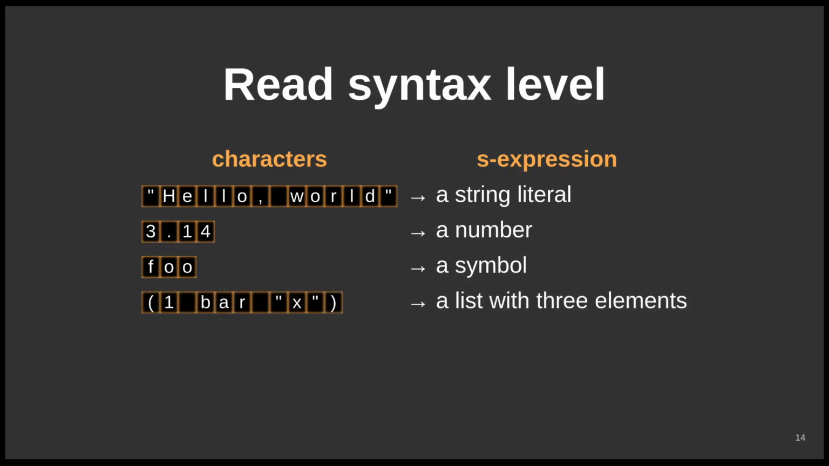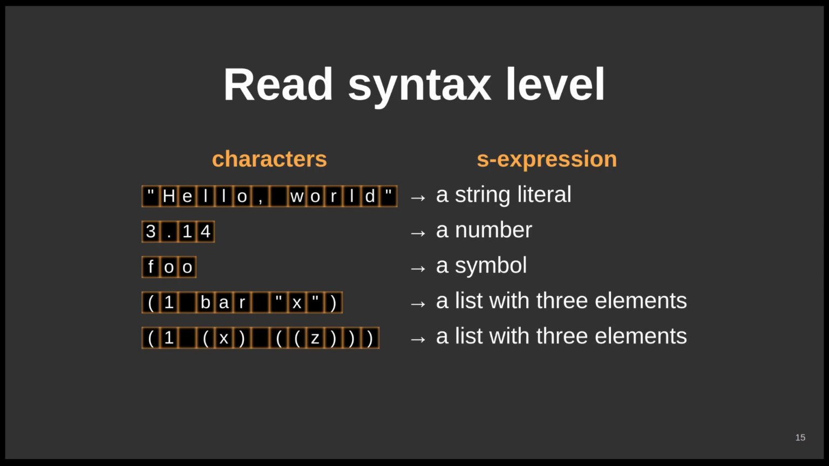More interesting is the following case. An open parenthesis tells the reader to start building a list, and a closed parenthesis tells the reader when the list is complete. A list is a sequence of other values. In this example, the list contains three elements: the number 1, the symbol named bar, and the string literal containing the single character X.